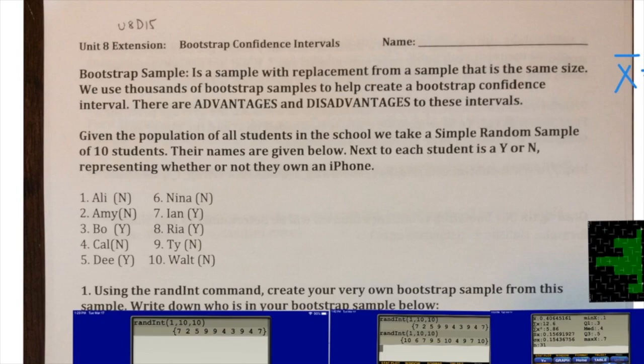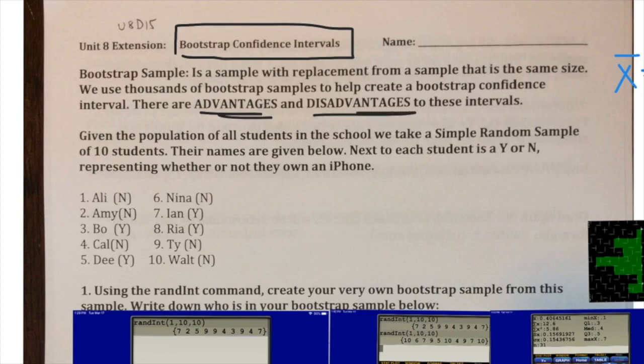Here we are at the end of Unit 8, and there's one more interval formula to cover for the chapter, and that is called the Bootstrap Confidence Interval. Before we actually talk about the Bootstrap Confidence Interval and its advantages and disadvantages over the other formulas we've learned, we need to first talk about what a Bootstrap sample is.